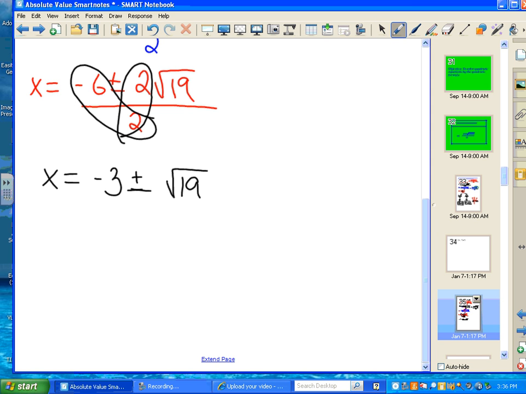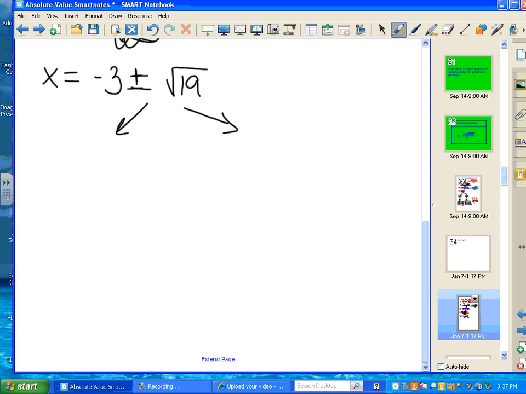Okay, so now we split them up into our two x-intercepts. Starting with the plus, negative 3 plus square root of 19, and then let's do the other one with the minus, negative 3 minus square root of 19. Now, I do not want you to change this to a decimal, so we're actually done.